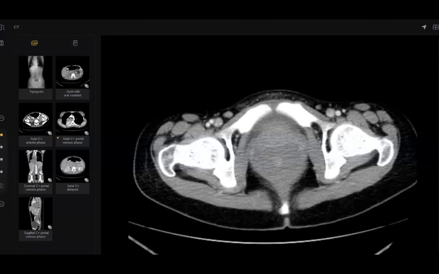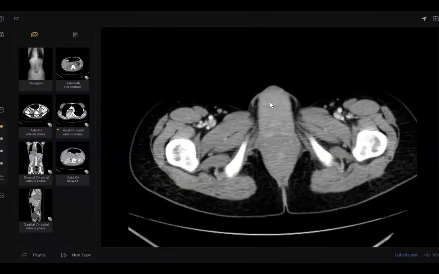If you go more down, one second, what is this? This is valvular leiomyoma also.